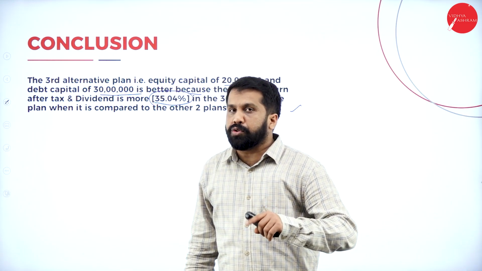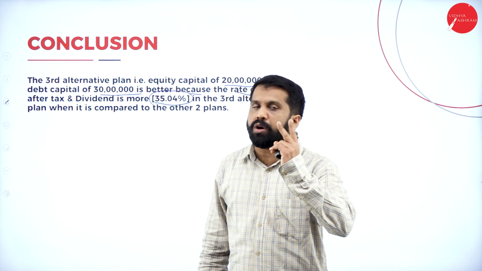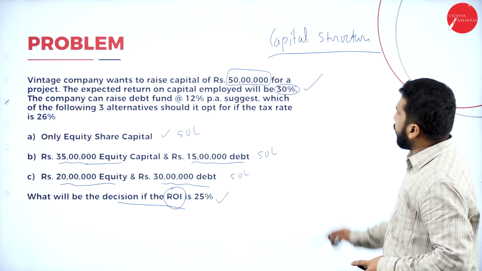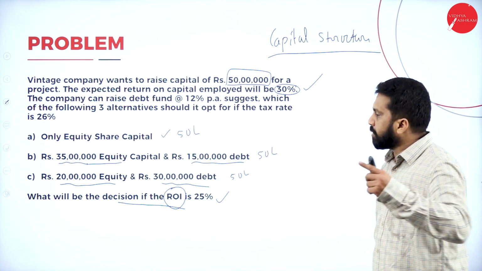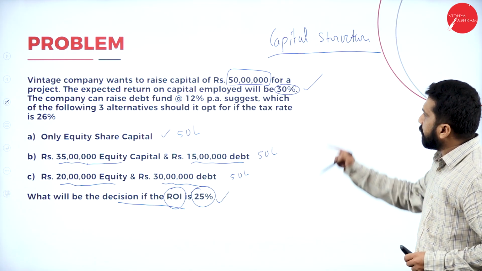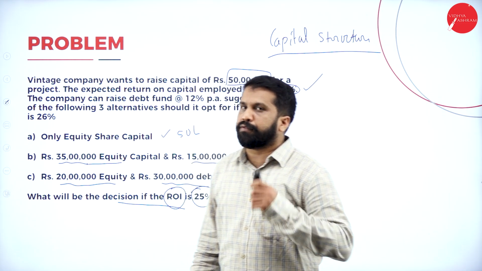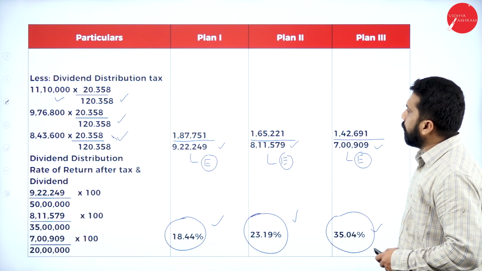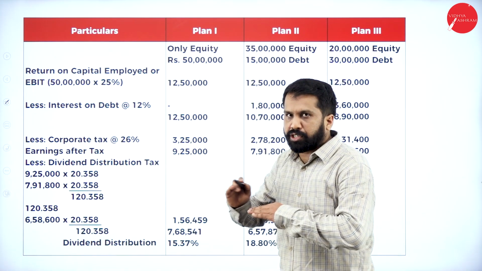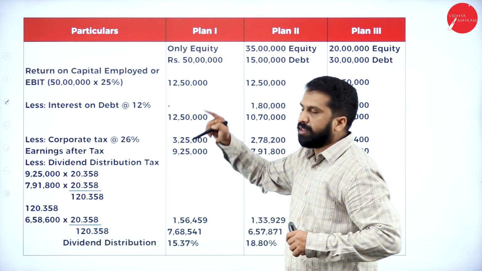But in this, do you have one ROI or two ROI? You have two ROI. Then what you are supposed to do? You are done with 30%. Now you are supposed to do it for 25%. If you go for 25%, the same procedure you have to follow, only your EBIT, the first method, will change.